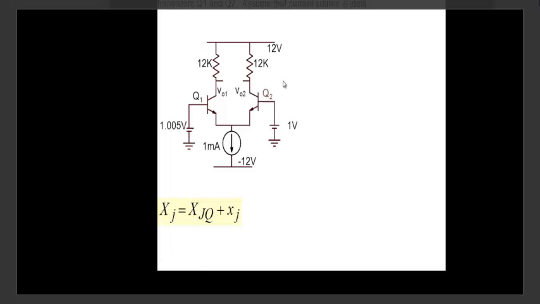Anyway, we are asked to determine the DC value of collector current. Note, DC value of collector current. Please do not get confused and think that we are asking for bias current, and therefore you should make this ground and this ground and just get the value of bias current. DC value of collector current does not mean bias current.